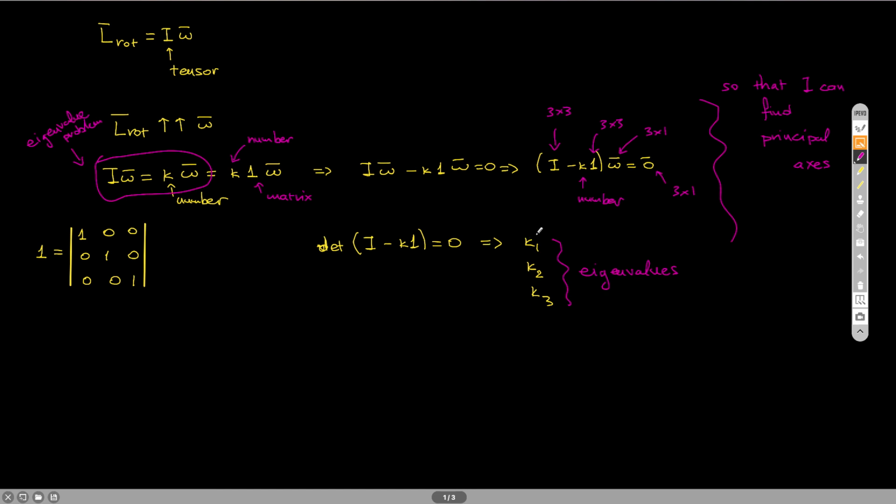Now, once you have those 3, you're going to take k1 and go back to your original problem. So you'll have I times omega equals k1 times omega. I'm going to use the subscript 1 here. From this equation, now that you know k1, your goal will be to find omega 1. And this is going to be one of the 3 principal axes.